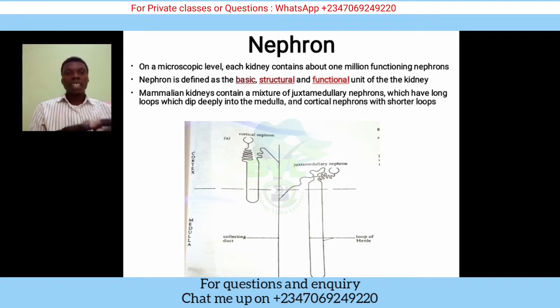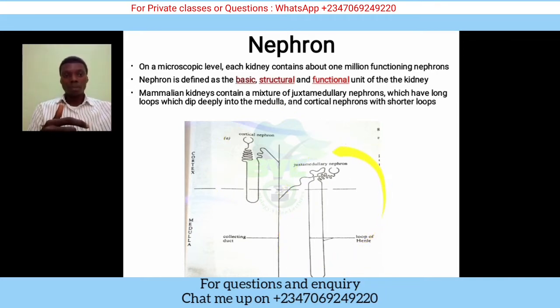Now, the mammalian kidney has two types of nephron. Basically, we have what we call the cortical nephron. It means that most of their parts are found in the cortex of the kidney. While we have the juxtamedullary nephron, which is between the cortex of the kidney and the middle of the kidney. You can see them here. The cortical nephron is majorly found in the cortex of the kidney, and the juxtamedullary is found in between.